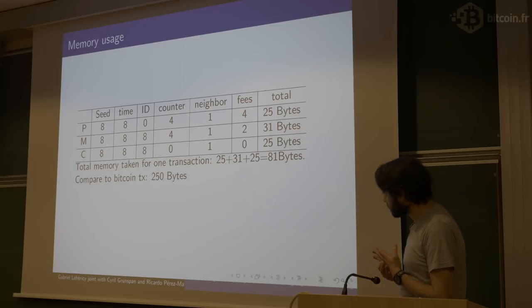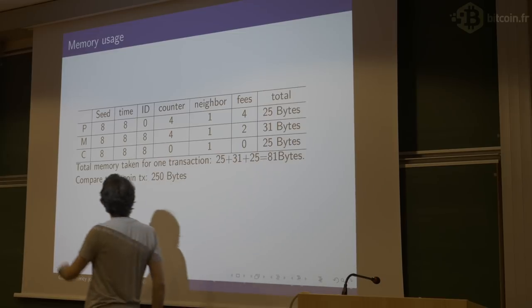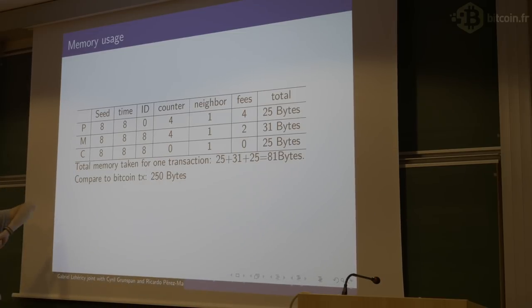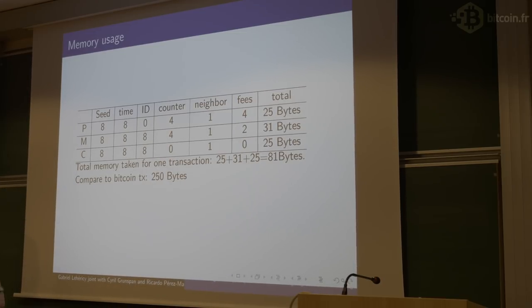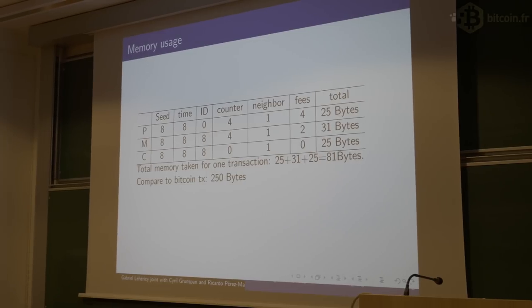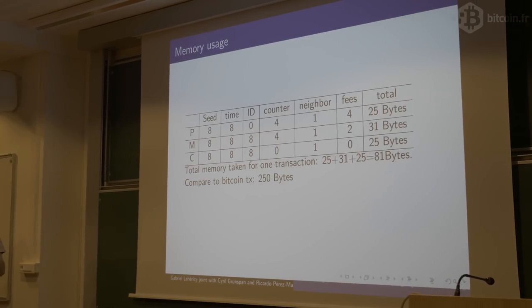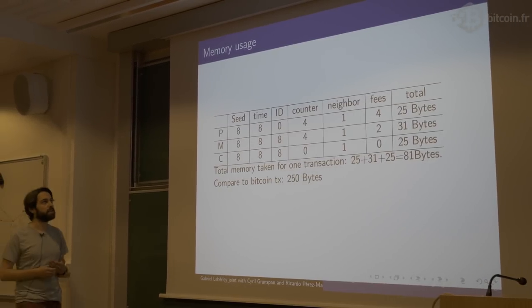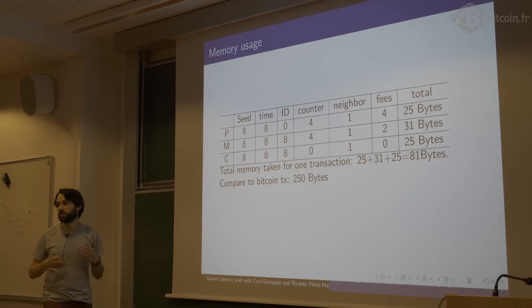So here I put, so this corresponds to the three kinds of seeds, so the pheromones, the matches, and the confirmed seeds. Each of them has some information attached to it. And here in this table, I specified how much memory you need for each of these. So maybe, the seed, you want a random number, and you want it big enough so that there is no collision. So maybe 4 bytes is actually enough, but let's say you want 8 bytes to be sure.